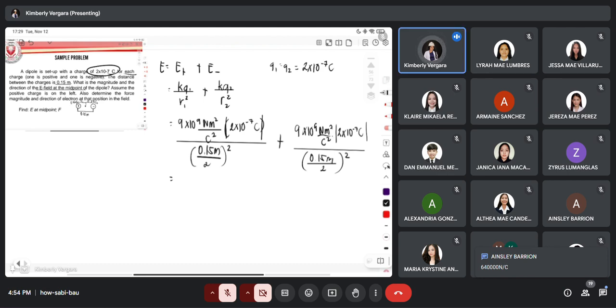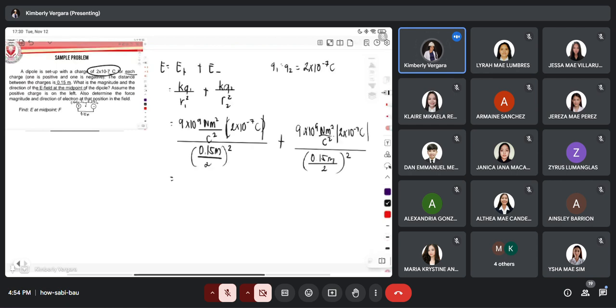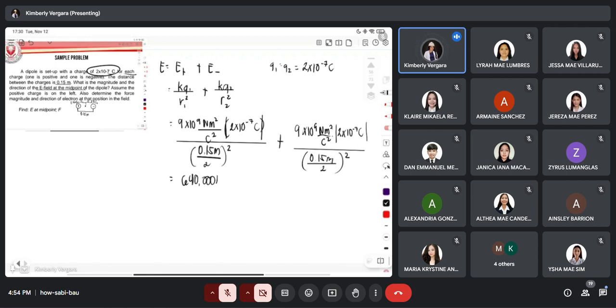So the answer is 640,000. Tama ba? 640,000. Apat na zero. Next, cancel. Cancel po si coulomb. Ano po? And then meter squared. Same with this one.